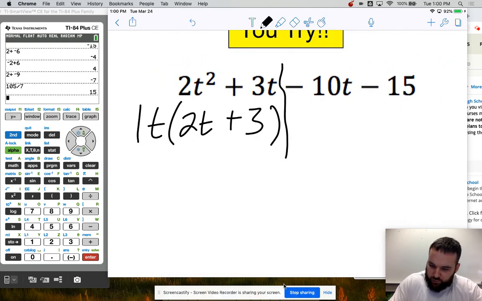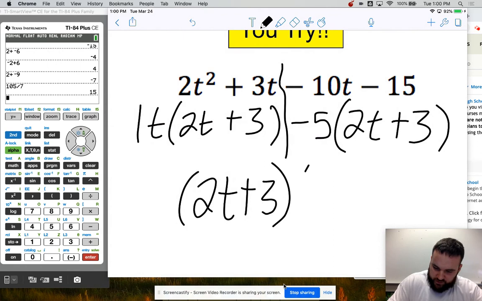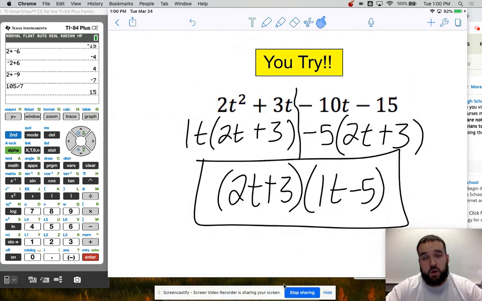And for the second half of the problem, negative 10 and negative 15, because I'm starting with the negative 10, I'm going to take out the negative as well as the 5, which is the number that can divide both 10 and 15. So if I do this, check, hopefully I get 2t plus 3, and sure enough, if I divide both those numbers by negative 5, I'll get 2t plus 3, which means 2t plus 3 times 1t minus 5 is my factored version. Again, you can always check your work by just going through and doing distribution on your answer to see if you get back the original.